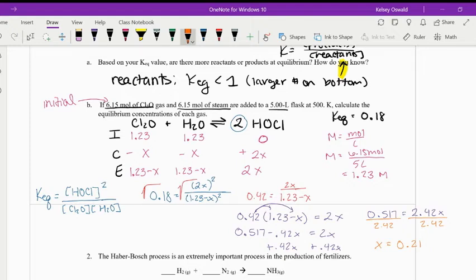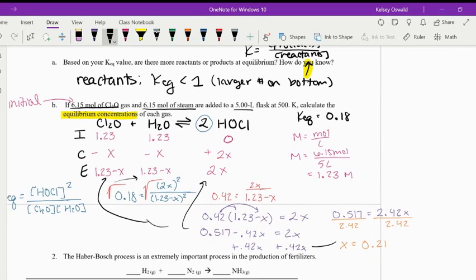Okay. So be careful here. We did all that work, and all we did was solve for x. We just saw by what ratio those concentrations are going to change. To get our actual concentrations at equilibrium, we need to plug that value for x back into the equilibrium row of our ICE table.